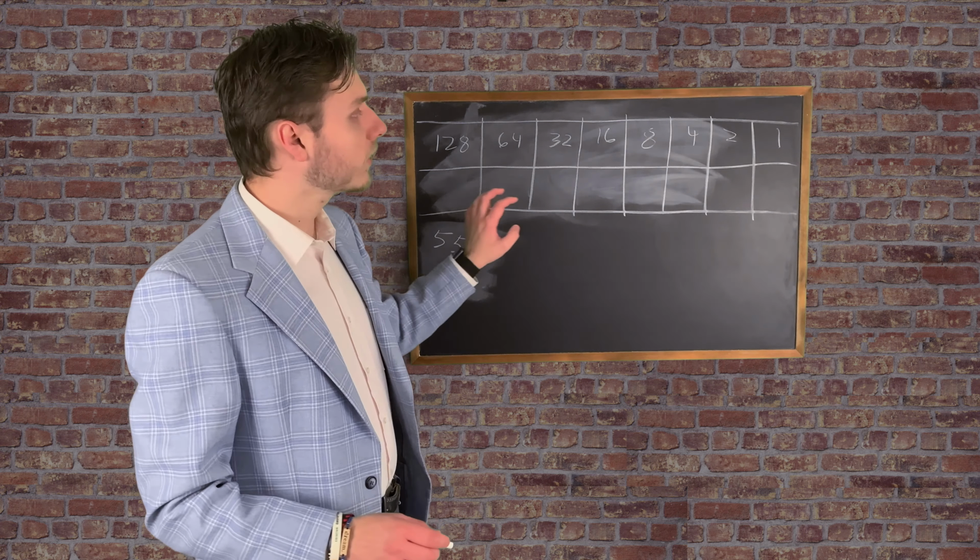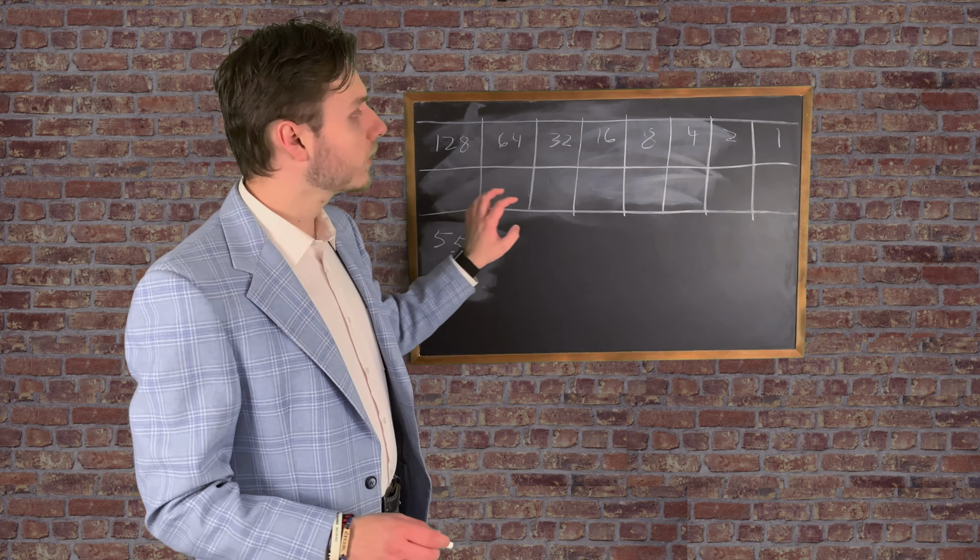Clearly 55 minus 128 doesn't work. 55 minus 64, that doesn't work either. But we can subtract 32 from 55. So we're going to do that. So I'm going to write 32 down here. So we've got 23. Since it fit in there, we're going to put a 1 under 32.